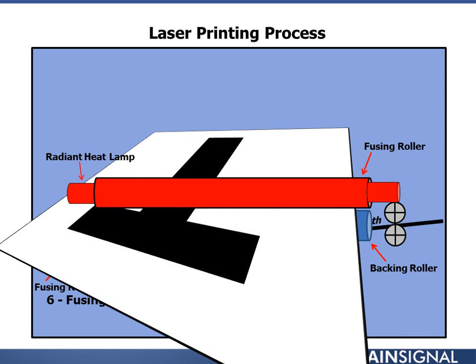Okay, so those are the 6 steps to actually get, in this case, a big letter T onto a piece of paper. Okay, so just to review real quick, because again, remember, if you get nothing else from this lesson, you must, and I mean you absolutely must, understand these 6 steps to how a laser printer works.